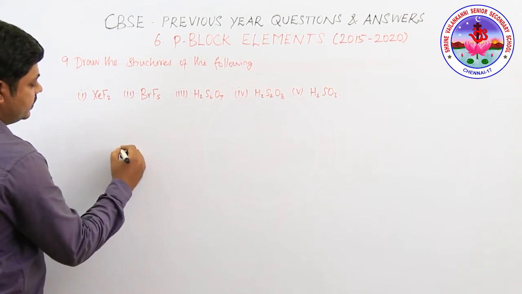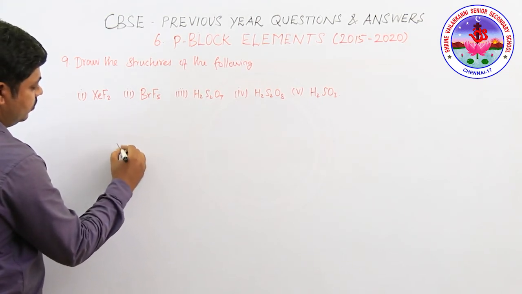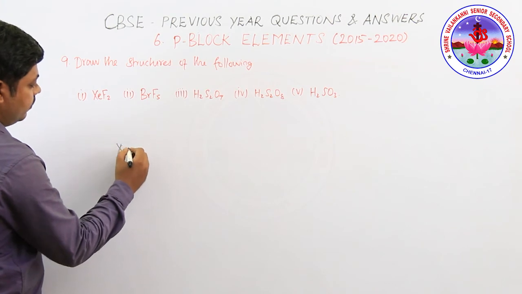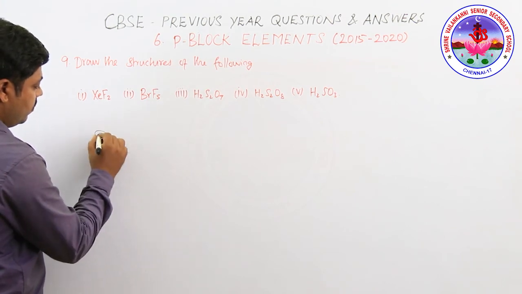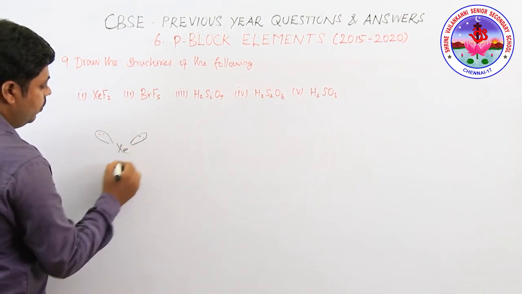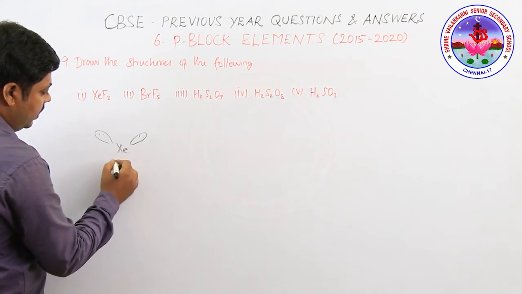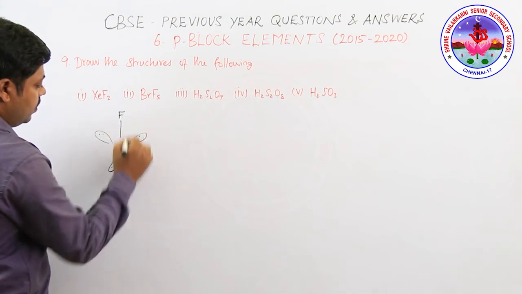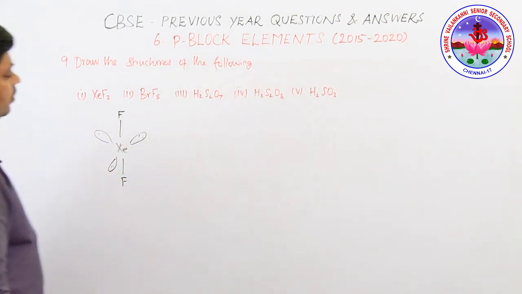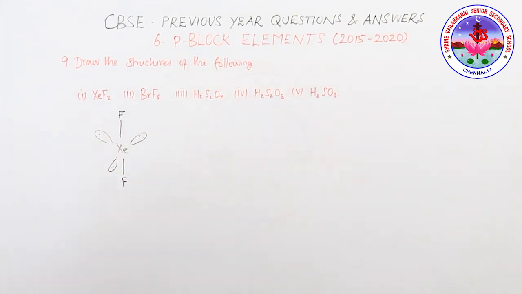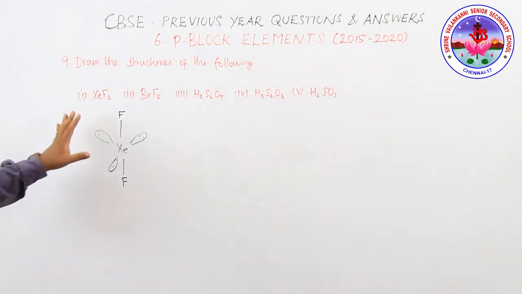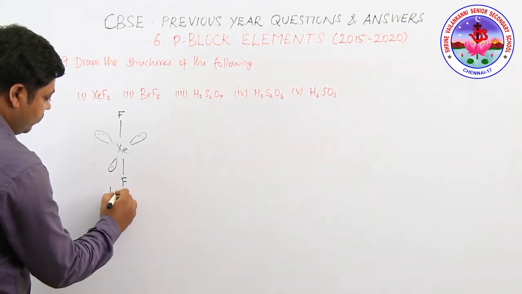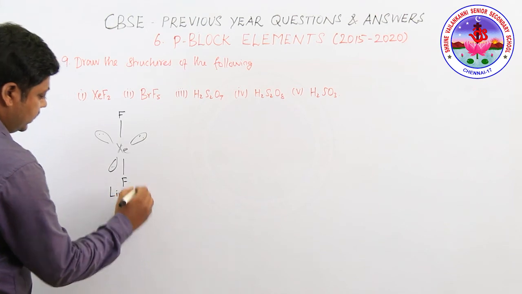First, xenon difluoride, it is a linear structure. So, Xe has lone pairs of electrons like this, then fluorine. So it has a linear structure. XeF2 is a linear structure.